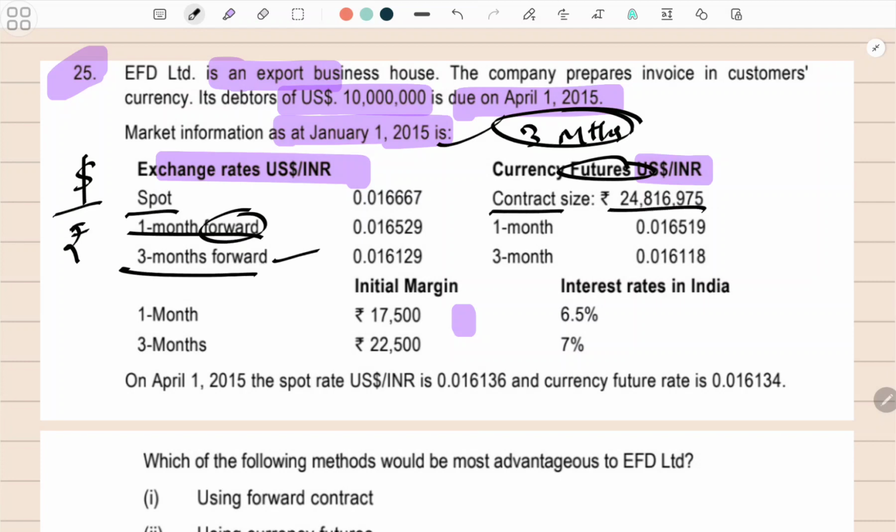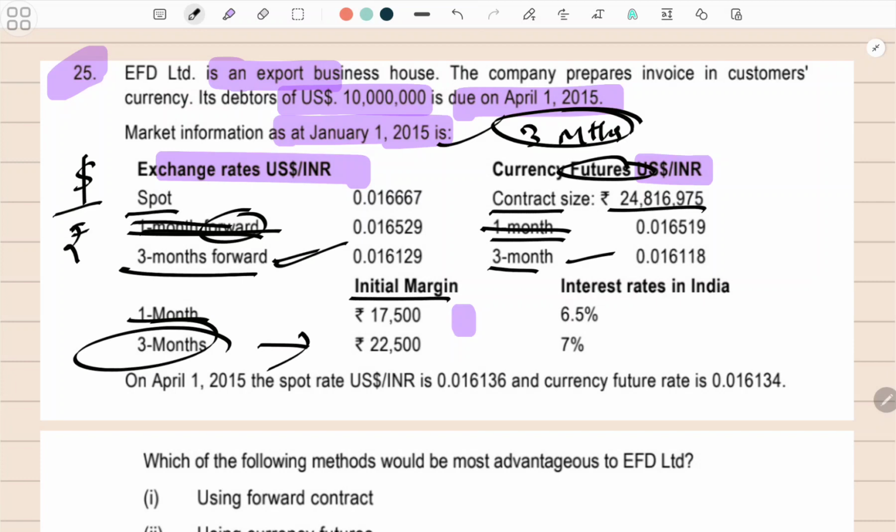Okay, so here it's given, 2,48,16,975, and 1 month future, 3 month future. Again we don't need this, cancel this out. We need 3 month. Okay, initial margin, this margin is used only in case of futures. Again we don't need the 1 month, we need the 3 month margin, which is 22,500. This is a per contract margin. Okay, so we also have to find out the number of contracts with the use of contract size.